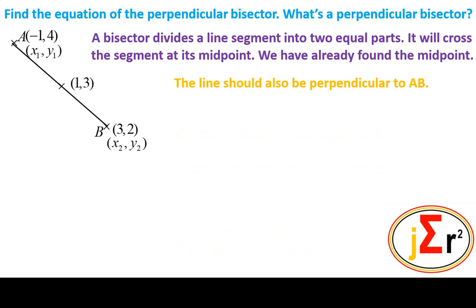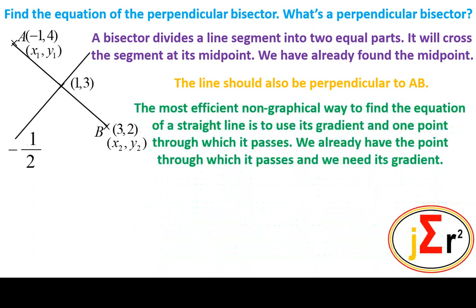The line should also be perpendicular to AB. We have our line segment there representing the line which should be perpendicular to AB. The most efficient non-graphical way to find the equation of a straight line is to use its gradient and one point through which it passes. We already have the point through which it passes, and we need its gradient.